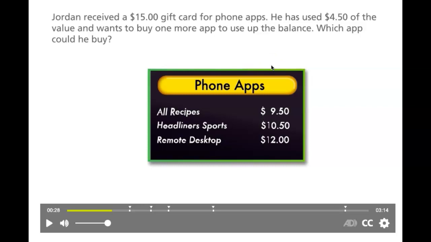Alana and Selena are already raising their hands. Go ahead, Selena, you raised your hand first. The Headliner Sports, which is $10.50. How do you know that? Because he received a $15 gift card and already used $4.50, so he had to first subtract that, and then the remaining balance could be used to buy an app.